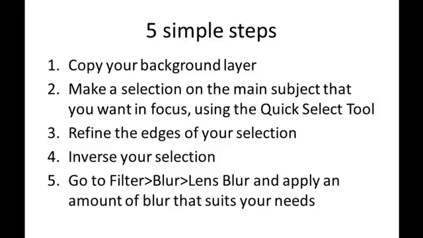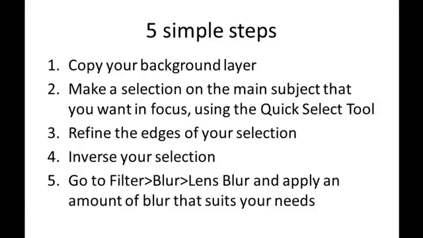Step number 3 is to refine the edges of your selection, because the problem with quick select tool is that often the edges aren't the best. Step number 4 is to inverse your selection, because by now what we had done was to select the subject that we want in focus. In this case it's Johnny Depp, but we want to have the background blurred out, not the subject. So all we have to do is inverse our selection, and our last step is to go to our filter menu and apply the amount of blur that suits our need with the lens blur function.